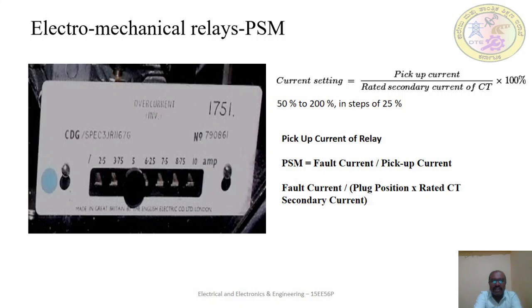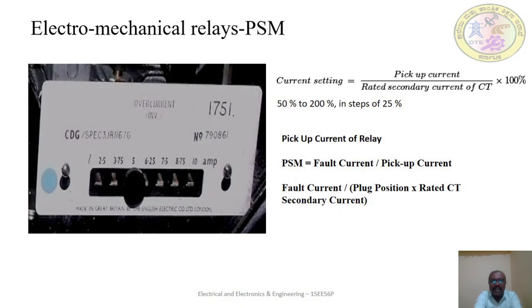The current setting of the relay is expressed as a percentage ratio of relay pickup current to the rated secondary current of the CT. What is meant by current setting? It is the pickup current divided by the rated secondary current of the CT. In the diagram you can see the plug settings. The plug or tapping is provided on the relay coil so that changing the position of the plug changes the number of turns of the relay coil, as shown in the figure.